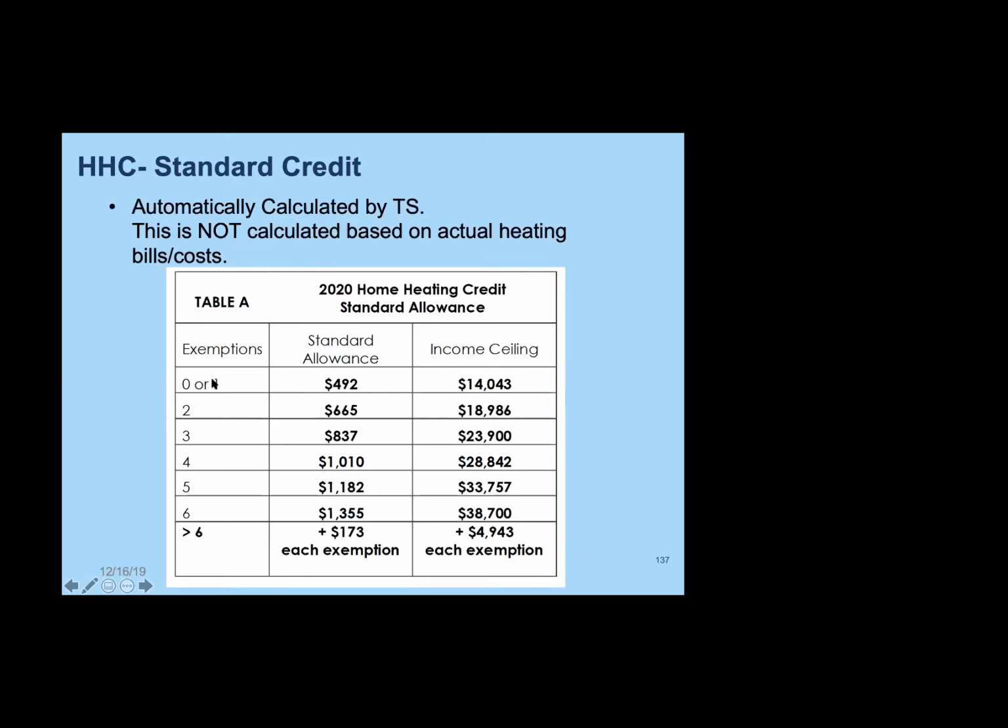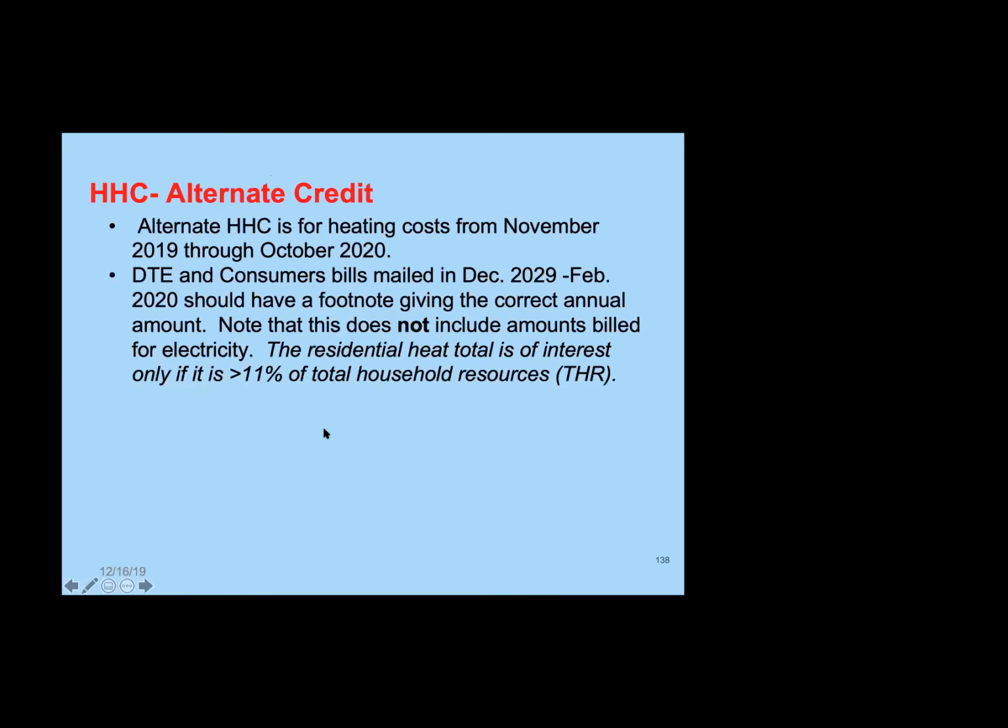But you can see if they're just one person, if their THR is greater than this, they're not going to get it. A lot of times our preparers enter all the data for the home heating credit. When they look at the Michigan printout, they'll say, well, how come it didn't generate a credit? It's because the THR is above these limits. But the other point I'll make here is some of those disability scoring can up the exemptions and up the income and the standard allowance. So it's important to get those right.